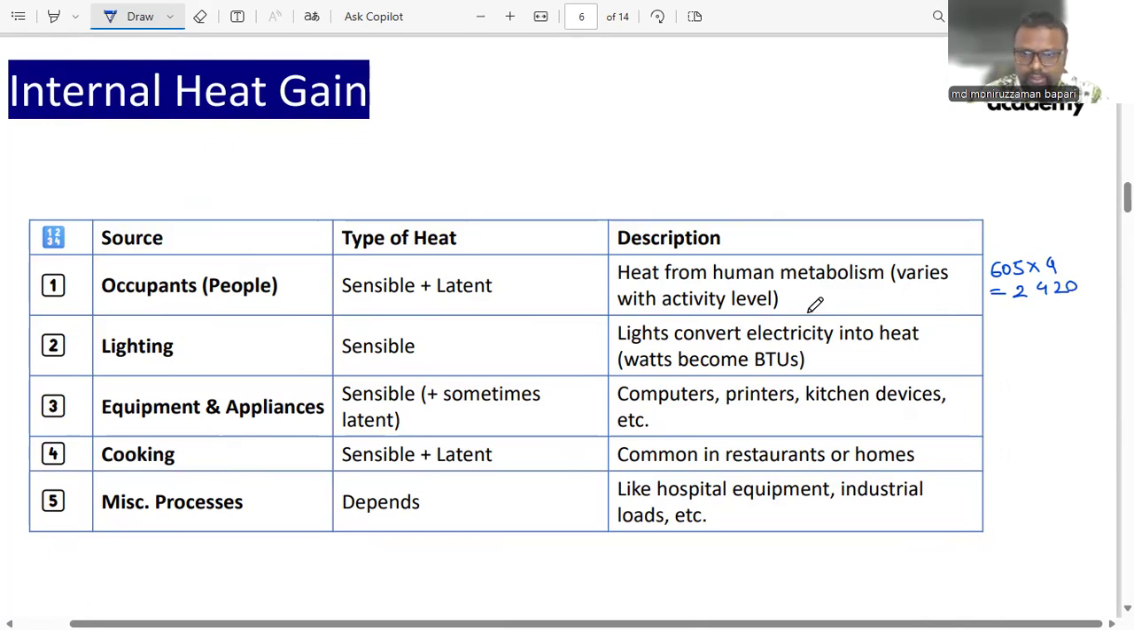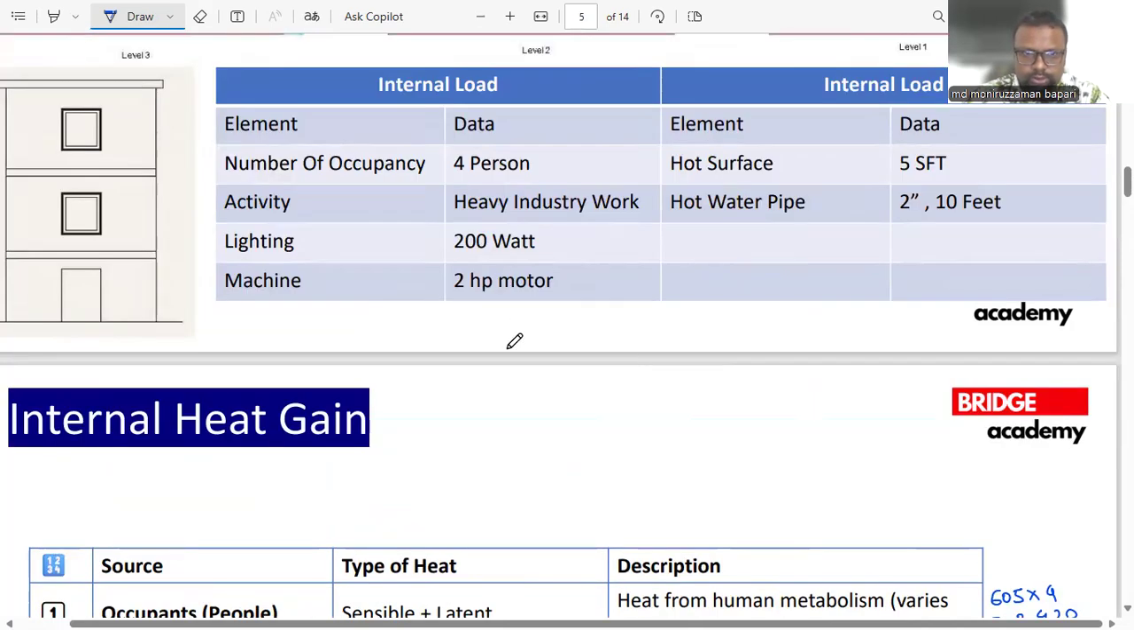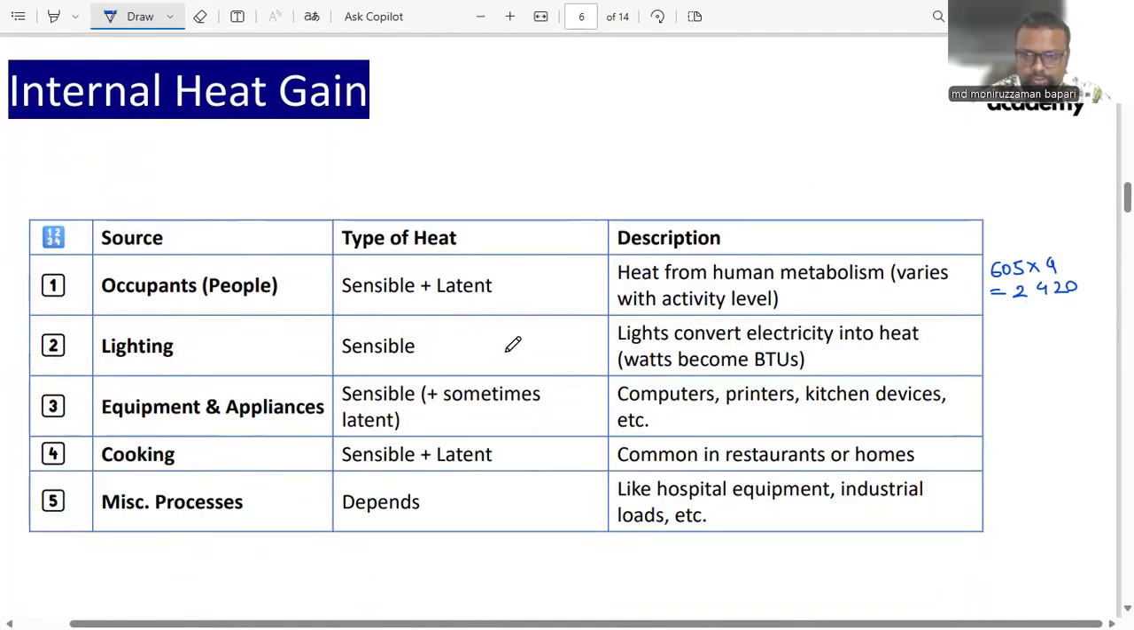For lighting, as we know, there are 200 watts of light. From the formula 3.4, the total amount of heat incurred by lighting is 200 into 3.4, 680 watts.